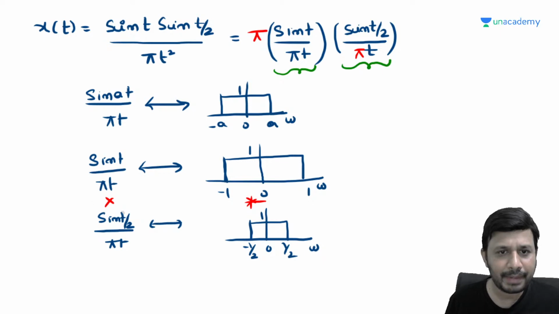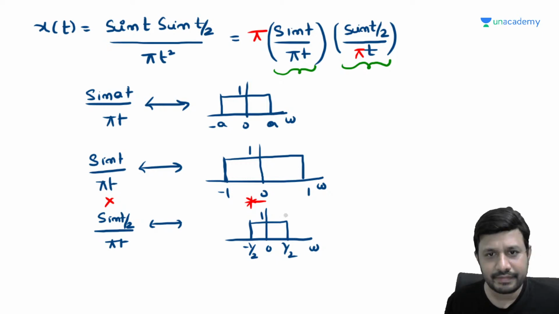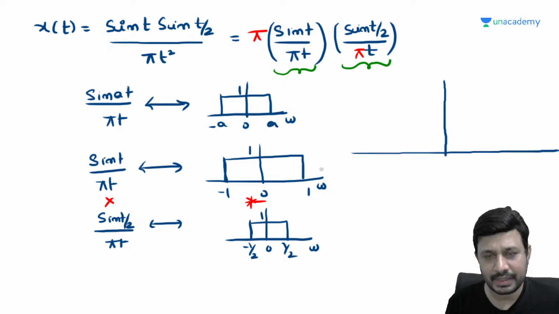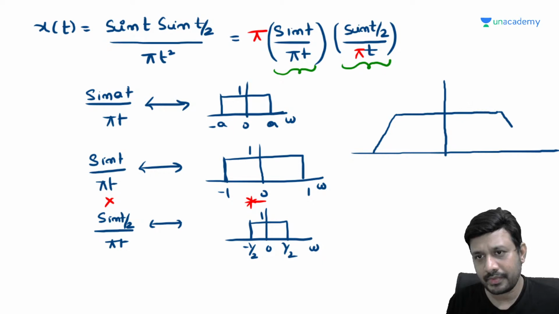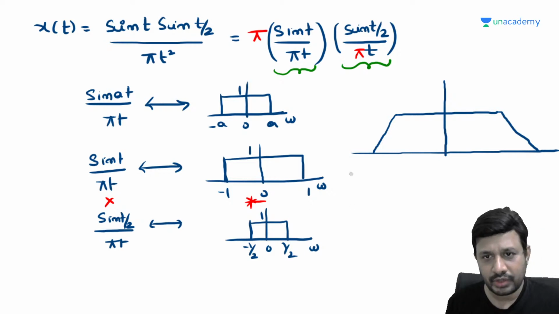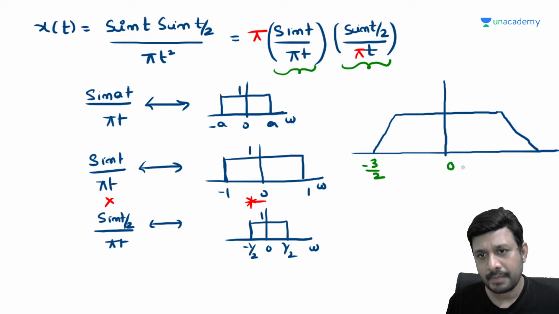So what will happen here? Pi is also there, no? Here pi is also there, we include that pi also, but before that, what is the convolution of two rectangular pulses of unequal widths? It is nothing but a trapezoidal pulse. So trapezoidal pulse will look like this. What is the range of output? We know that range of output is from sum of lower limits to sum of upper limits. So it will be minus 3 by 2 to 3 by 2.